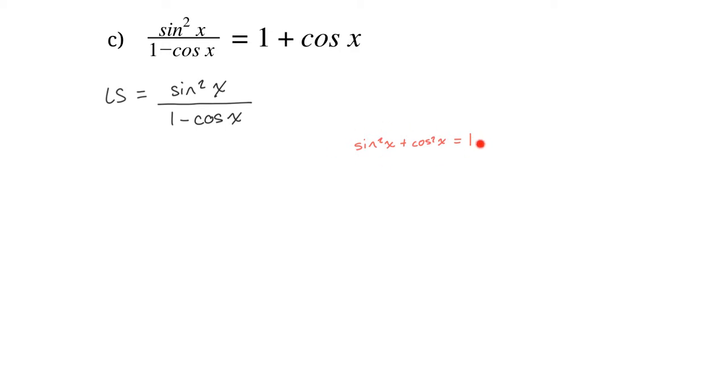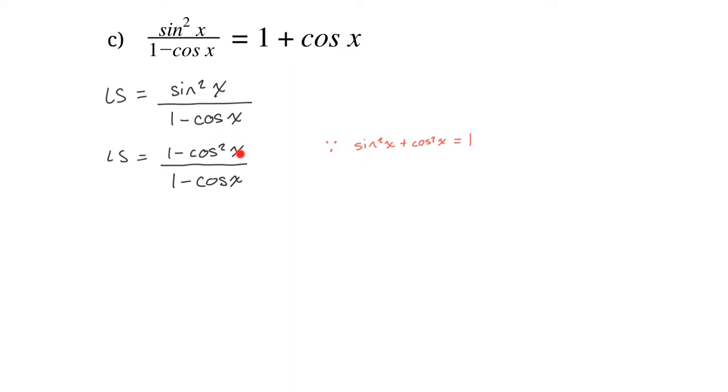Notice on our right side we don't have a sine, so let's actually get rid of that sine. If we rearrange the Pythagorean identity and subtract cos squared x, we would just get sine squared x is equal to 1 minus cos squared x. So let's replace this sine squared x with 1 minus cos squared x. And that's because of the Pythagorean identity. So we have 1 minus cos squared x, and that's just over 1 minus cos x. And we need to somehow get 1 plus cos x.